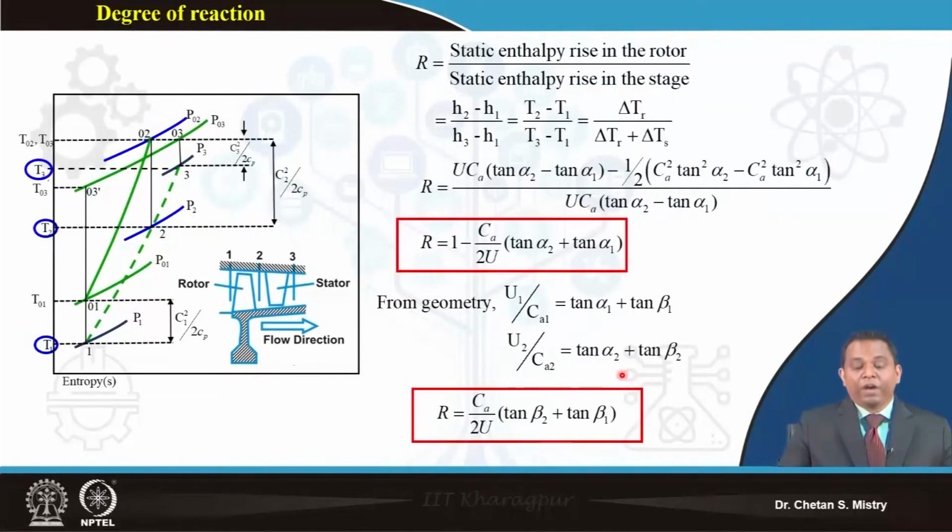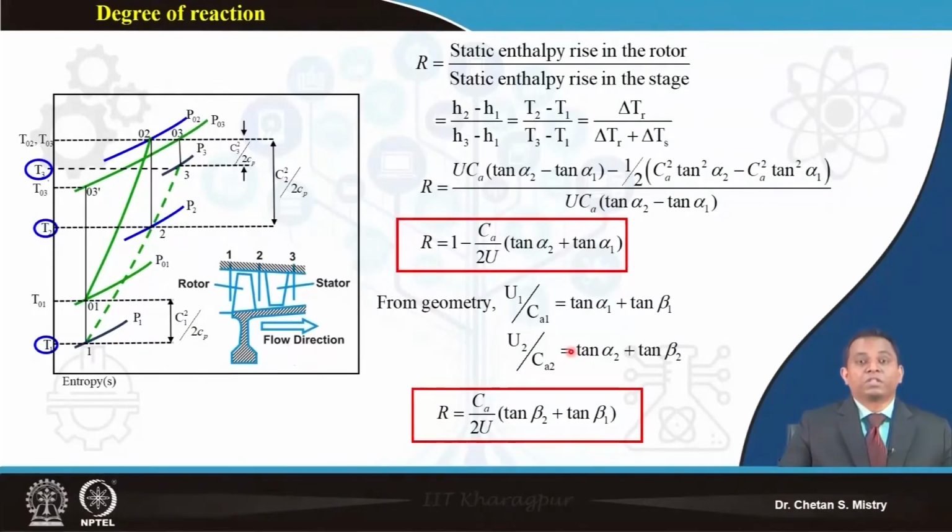Now putting that together in the formula for the static enthalpy rise for the rotor divided by the static enthalpy rise in the stage, we can write this equation in terms of U, Ca, alpha 1 and alpha 2. On simplification, the degree of reaction comes to 1 minus Ca by 2u (tan alpha 2 plus tan alpha 1). From the velocity triangle, u by Ca1 equals tan alpha 1 plus tan beta 1, and u2 by Ca2 equals tan alpha 2 plus tan beta 2.